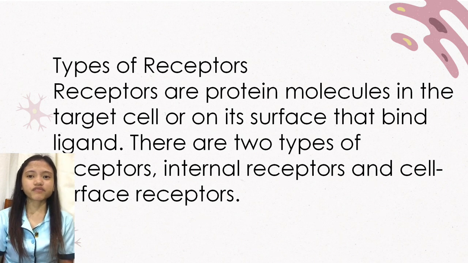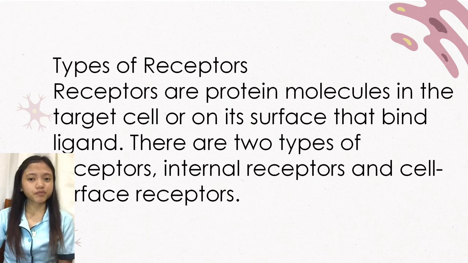Moving on with the types of receptors. So what comes to your mind when you hear the word receptors? It could be that it is composed of protein, or even that it is a chemical structure. So yes, receptors are protein molecules in the target cell or on its surface that bind ligands. There are two types of receptors, namely the internal receptors and the cell surface receptors.